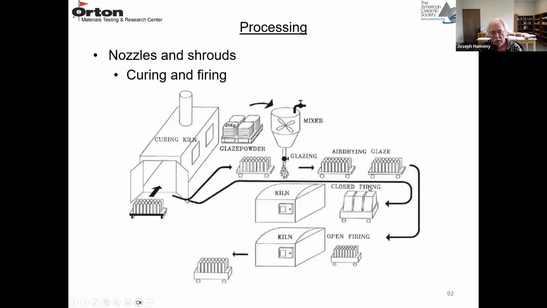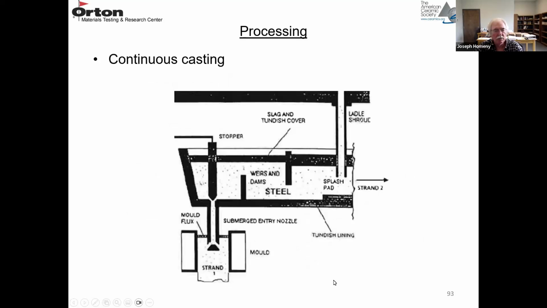If you don't coat them, you have to do what's known as a closed firing. That would be in an inert atmosphere, nitrogen or argon. So that prevents oxidation of the carbon.